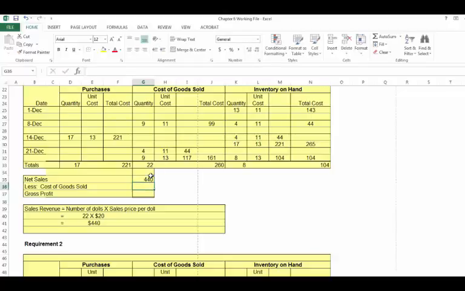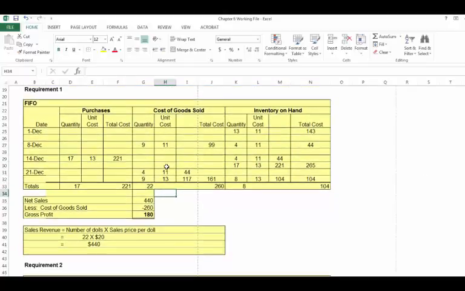My cost of goods sold is what I calculated right here, my total right there, $260. So my total gross profit for these transactions using FIFO is $180. All right, $180 for FIFO.